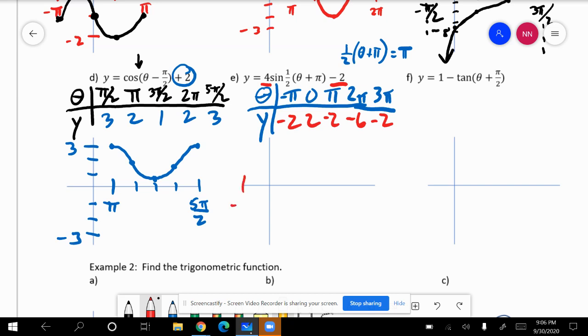So we're going to start at negative pi, and we're going to end at 3 pi. We go to negative 2. Actually, I'm going to go by 2's. And so I have negative 2. I have, oops, wrong spot. I have negative 2. I have 2. I'm back to negative 2. I have negative 6. And then back to negative 2.